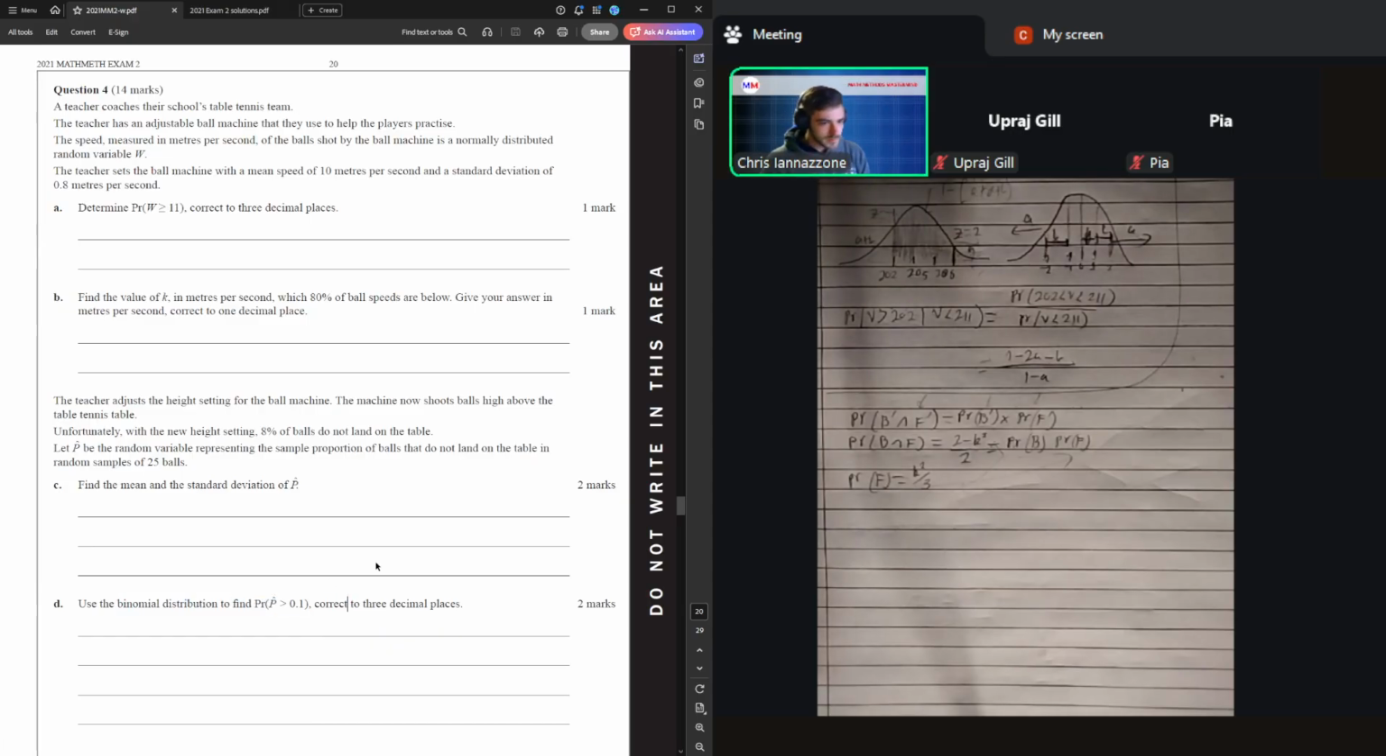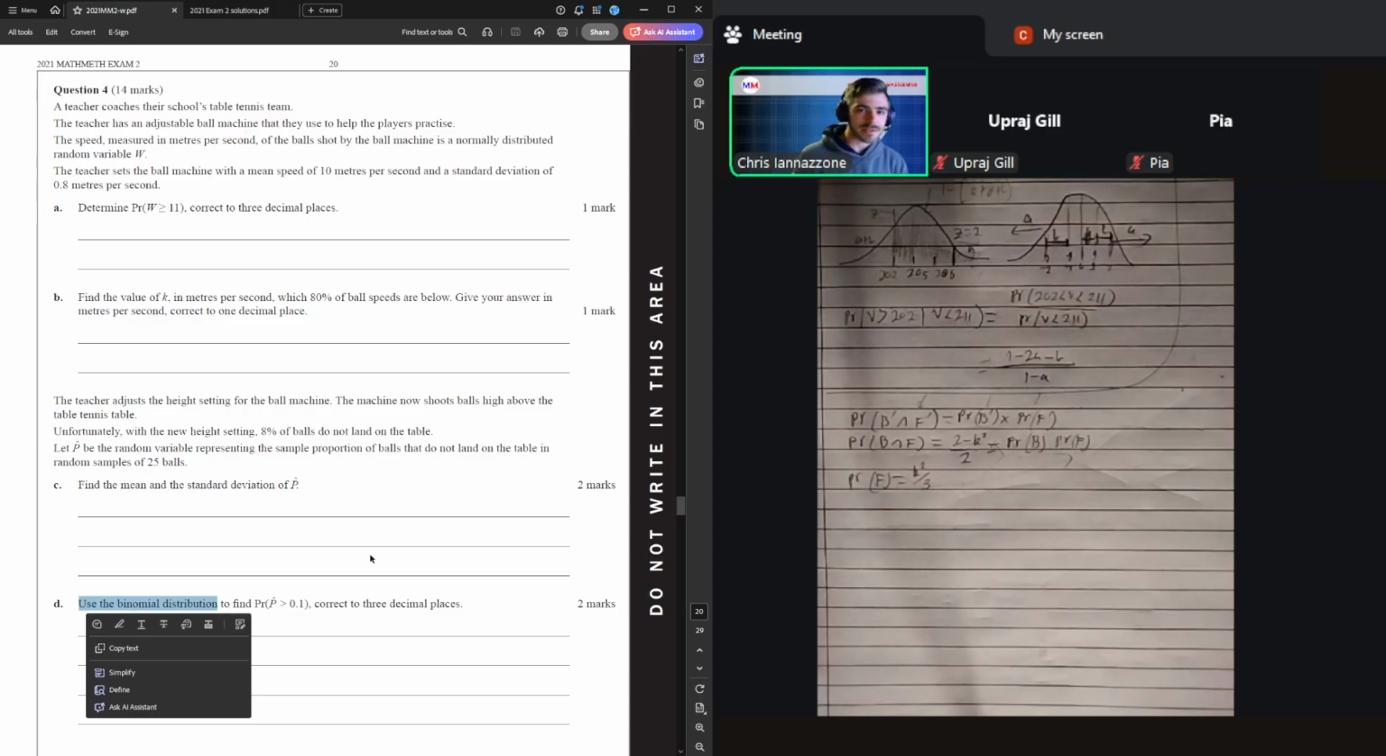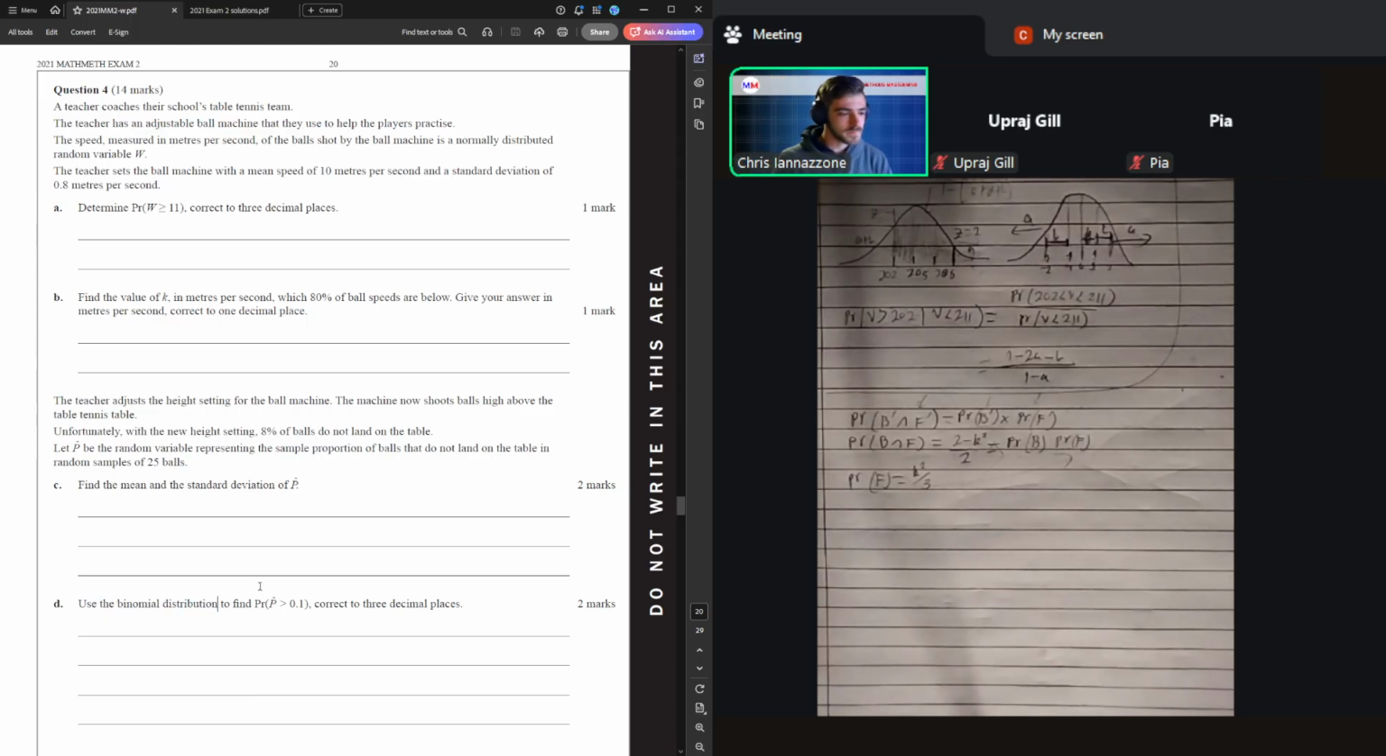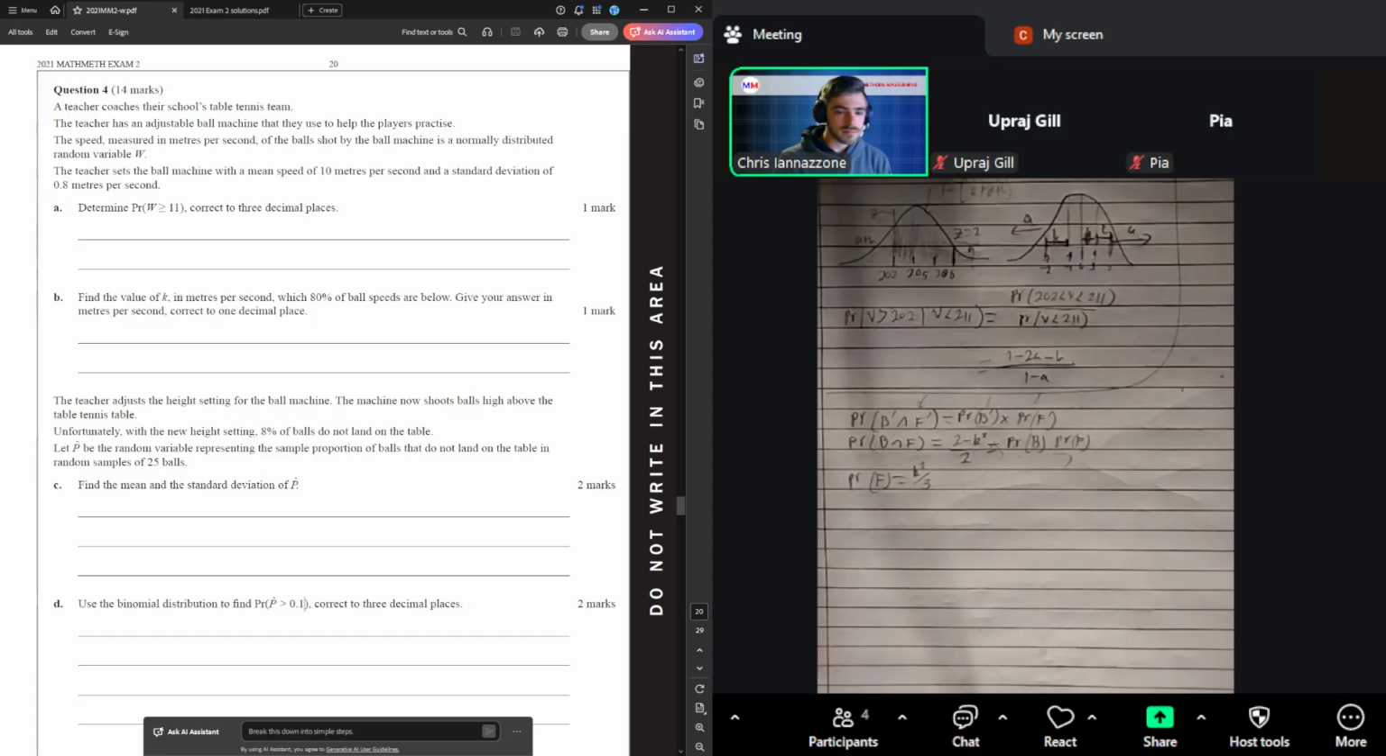Part D, also fairly standard. Binomial distribution to find p hat greater than 0.1. This is kind of redundant because I don't think I've ever seen a question sampling and estimation related where it hasn't been binomial distribution, or at the very least, it's very likely that it's binomial. Well, you solve it with a binomial distribution. So this should be fairly common questions that you solved before.